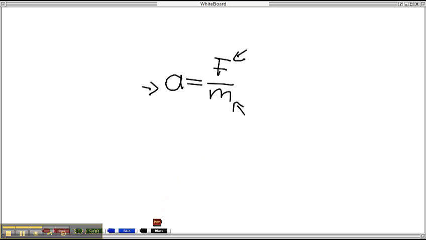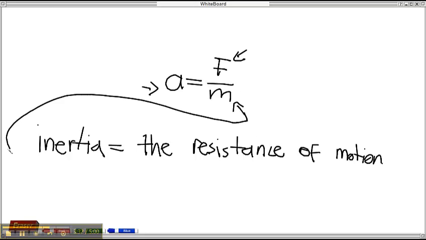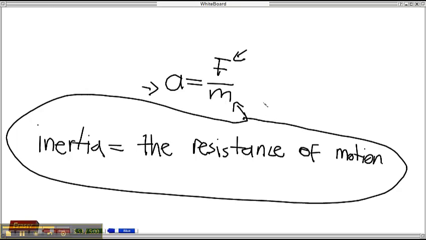Wait, let me write it down. Inertia is basically the resistance of motion. And the law of inertia is that the more mass an object has, the more inertia it has. So if an object has a lot of inertia, the more resistant it is to move. Thus, you would need more force to make the object accelerate. That's why it all depends on the mass.